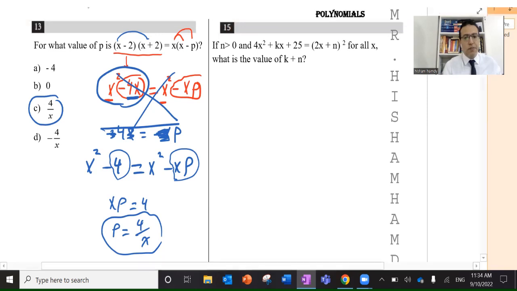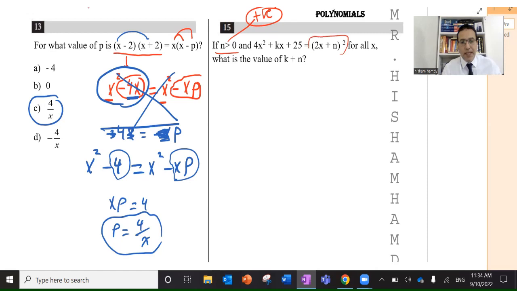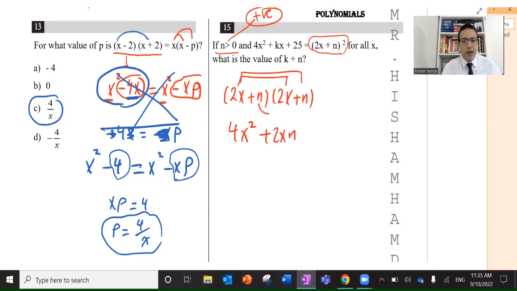Let's go to question number 15. If n is greater than 0, and by n greater than 0, I mean it's a positive value, 4x squared plus kx plus 25 is equal to (2x plus n) squared. Let's expand this. 2x plus n multiplied by 2x plus n. So 2x by 2x is 4x squared. 2x by n is 2xn. n by 2x is 2xn. Plus n by n is n squared. So this one can be written as 4x squared, adding two like terms, 4xn plus n squared.